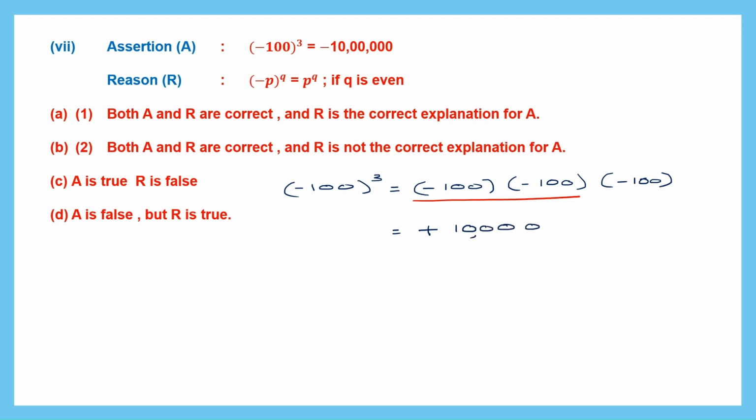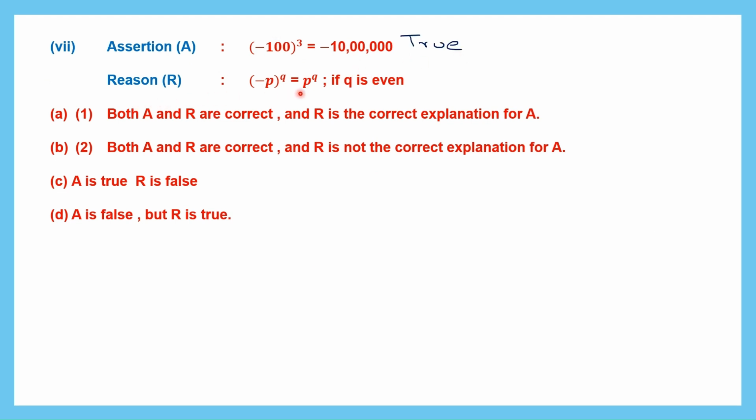Now let's multiply that with negative 100. Now the signs are different. So plus into minus is minus. 10,000 into 100 is 1 followed by 6 zeros. 1, 2, 3, 4 here and 2 more zeros. And when you place your commas, you know this is now negative 10 lakh. So assertion, when we analyzed, we found it to be true because according to that, negative 100 raised to the power of 3 is negative 10 lakh. So assertion A is true. Now let's analyze the reason.